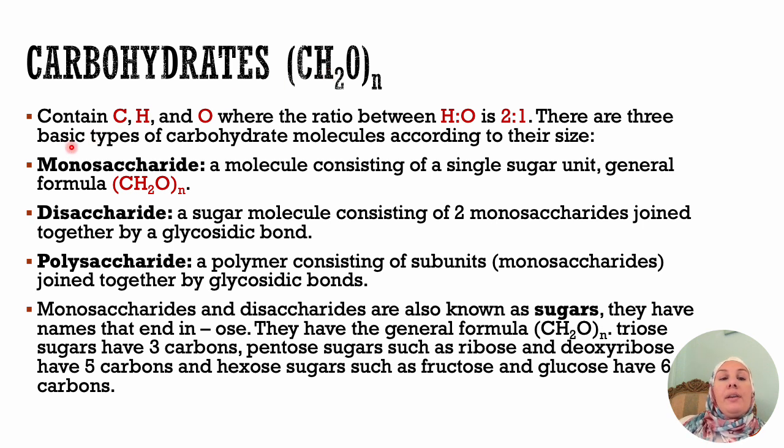So there are 3 basic types of carbohydrate molecules according to their size. So we're going to study them according to their size. If it's a single sugar unit, a single molecule, the most basic, and it is divided into smaller pieces, then it's not a carbohydrate anymore, all right?